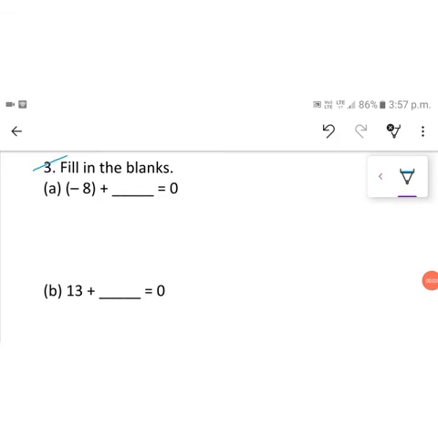Question number 3. Fill in the blanks. Numbers such as 1 and minus 1, 2 and minus 2, 3 and minus 3 when added to each other give the sum 0. They are called additive inverse of each other. Let's see A part. Minus 8 plus dash. The additive inverse of minus 8 is plus 8. So minus 8 plus 8 equal to 0.